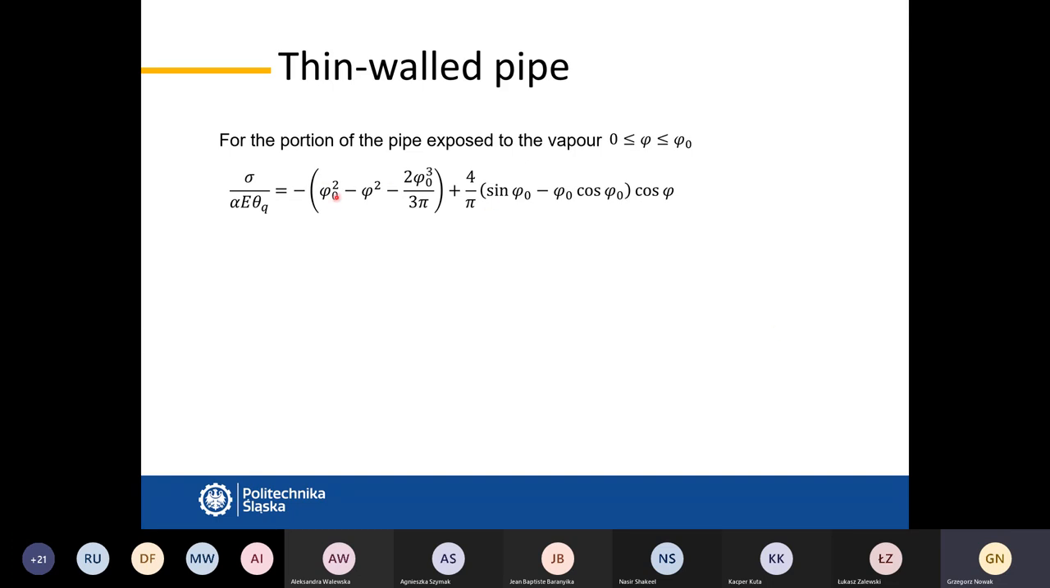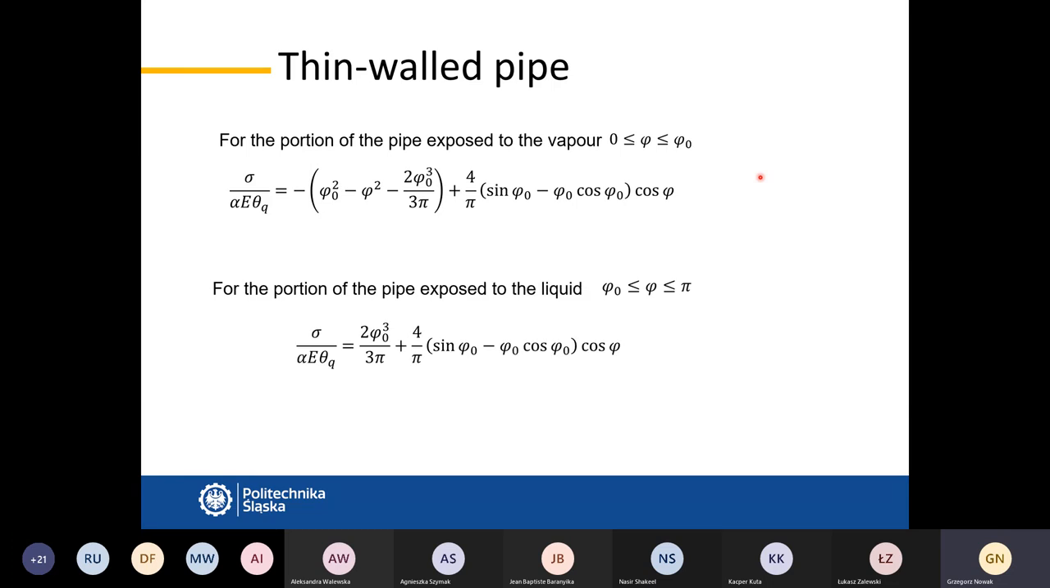As you see, there are only phi zero, so the level of liquid. And we can see how the stress changes with the angle phi, starting from the very top location up to the phi zero location. So this is valid in this area, so between the top part of the pipe and ending at the location where the liquid starts.